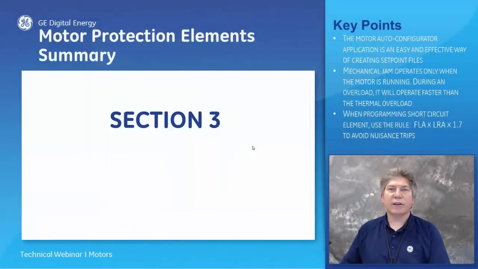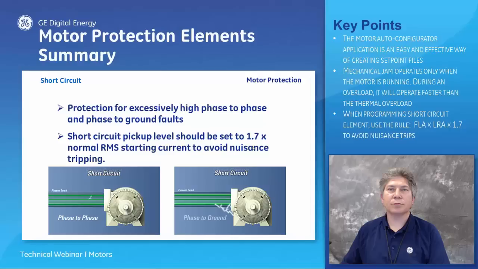Let's summarize the protective elements section. Short circuit protection. Short circuit protection is for excessively high phase-to-phase and phase-to-ground faults. Short circuit pickup level should be set to 1.7 times a normal RMS starting current to avoid nuisance tripping.